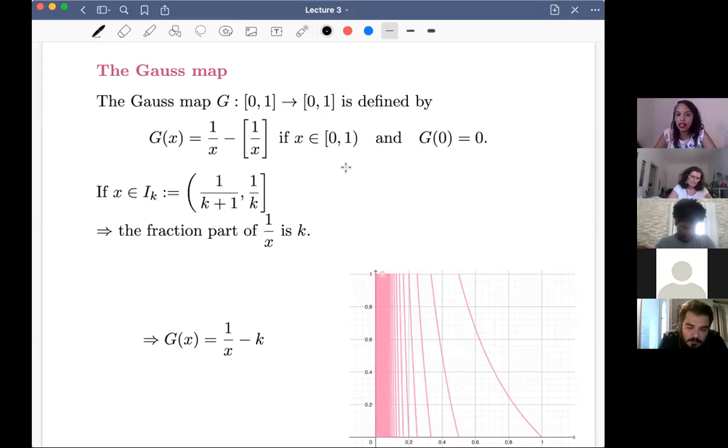It's not hard to draw the graph of this map, because you can realize the following property. Consider the intervals Ik, where Ik is the following interval, 1 over k. Let me pull up my notes on the graph.